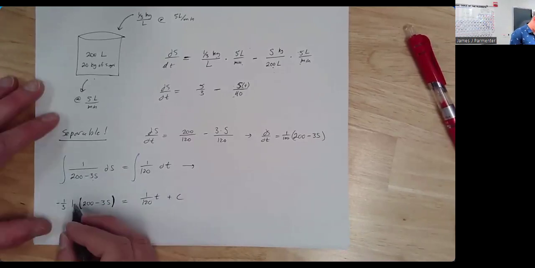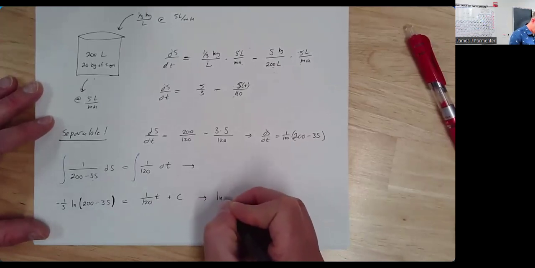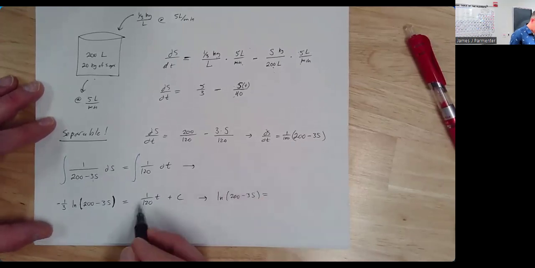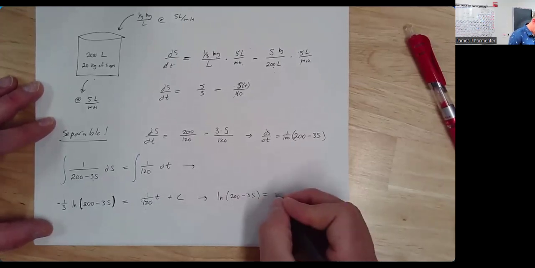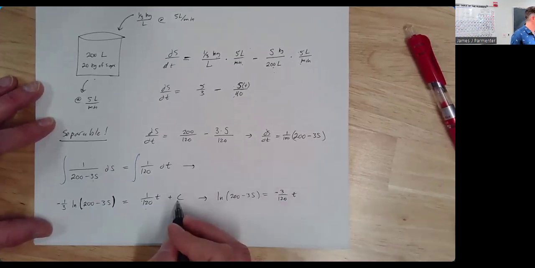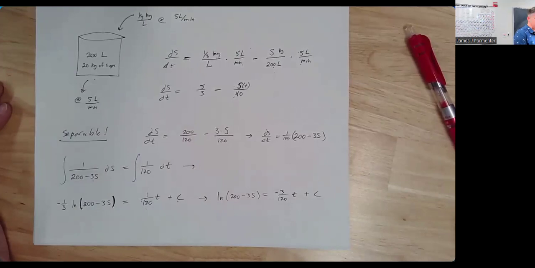So then solving this, we're going to multiply both sides by negative 3. So check this out. We're going to get the natural log of 200 minus 3s equal to negative 3 times 1 over 120, which we can reduce in the next step, and negative 3 times a constant, still a constant. I don't love doing that, but it's what everyone's going to do. So that's what you should get used to seeing.